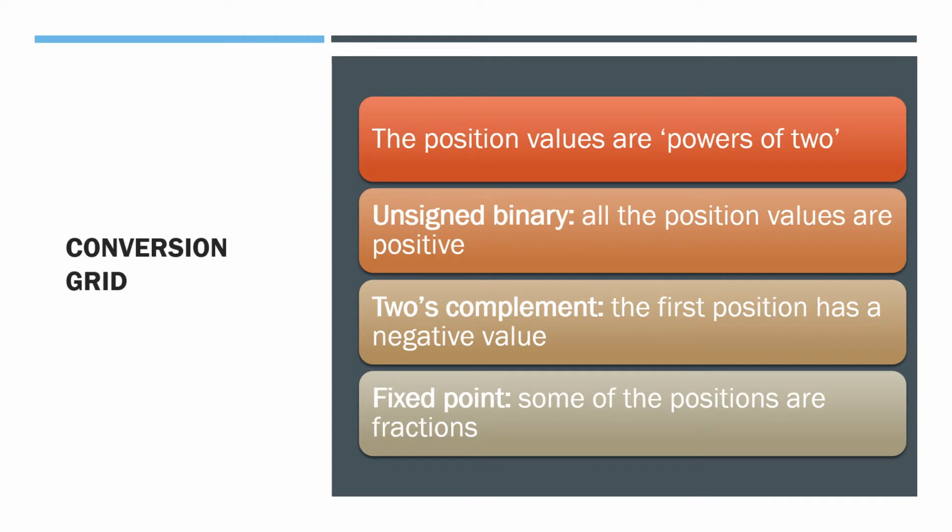A lot of what we do when we're converting to and from binary is to use a conversion grid, which gives us the position values of each of the bits. In a binary conversion grid, all the position values are powers of 2, and they mean slightly different things in the different types of binary number that we've learned. So in what we call an unsigned binary, all the position values are whole numbers and they're all positive numbers. In a 2's complement number, the first position, that is the most significant bit, has a negative value. And in a fixed point binary number, some of the positions are fractional values.